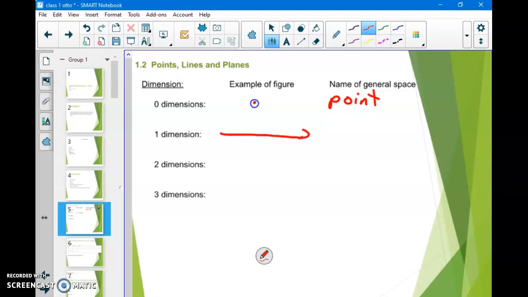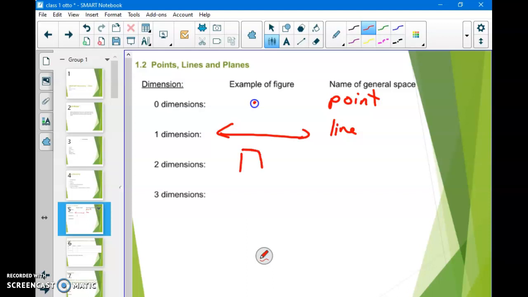Dimension 1. If it's one-dimensional, we're talking about something that has length in one direction. We could call that a line that has length in one direction. It could be a line segment, it could be a ray. All those are examples of something with one dimension.